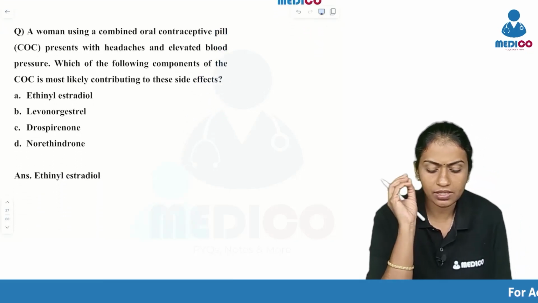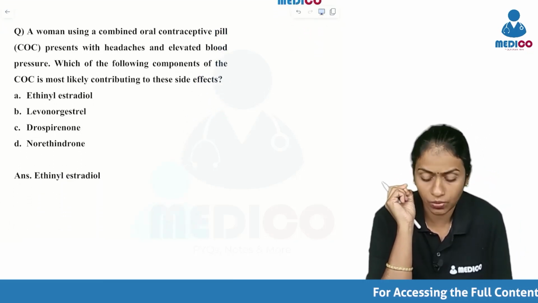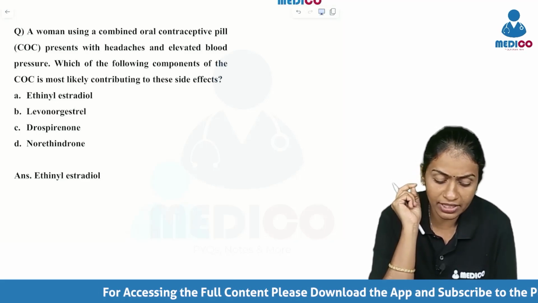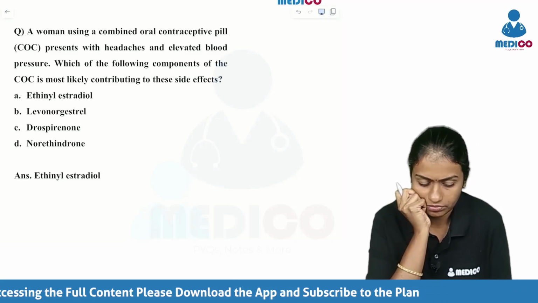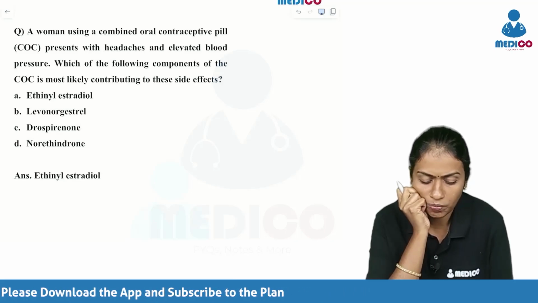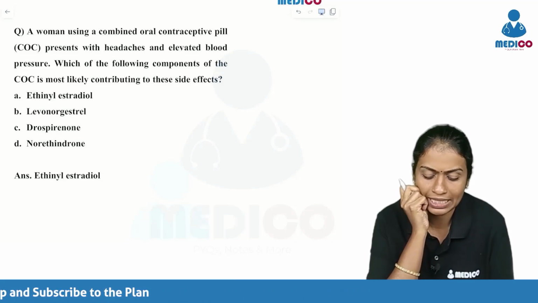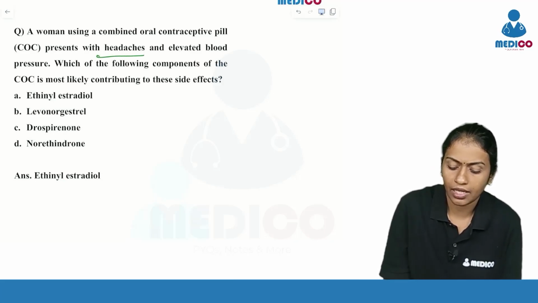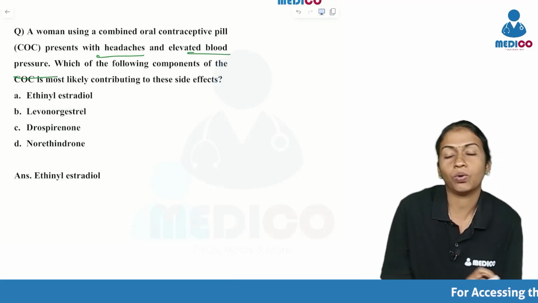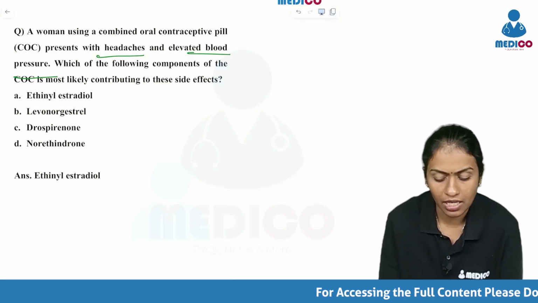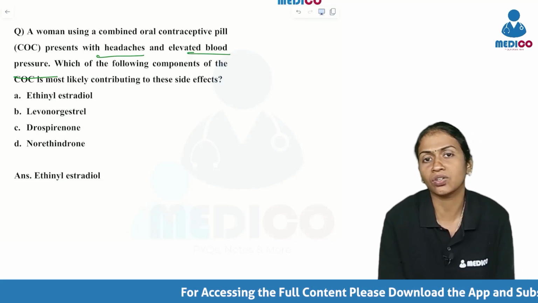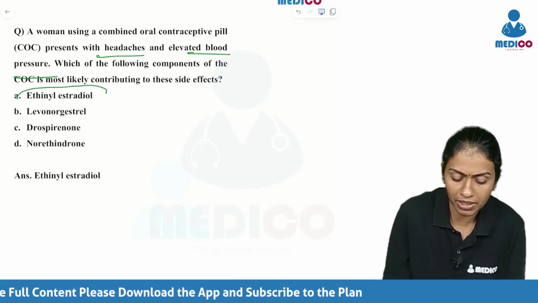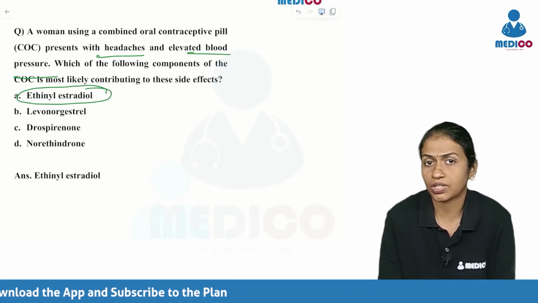Coming to the next question, a woman using combined oral contraceptive pill presents with headaches and elevated blood pressure. Which of the following components of the combined pill is most likely contributing to these effects? So, the patient has headache and hypertension. Both this hypertension as well as the headache component or migraine component is because of its estrogen component, and the estrogen in the combined pill is ethinyl estradiol.